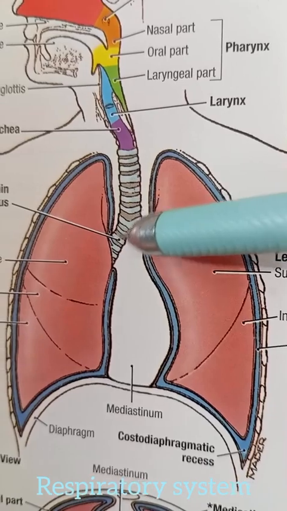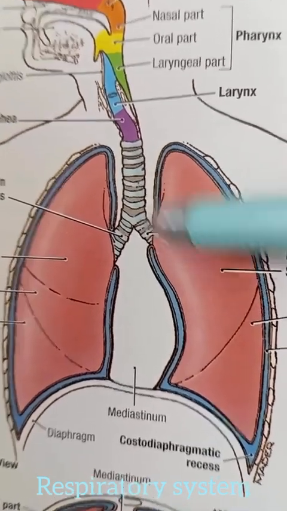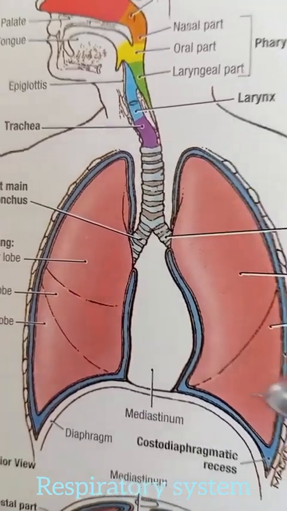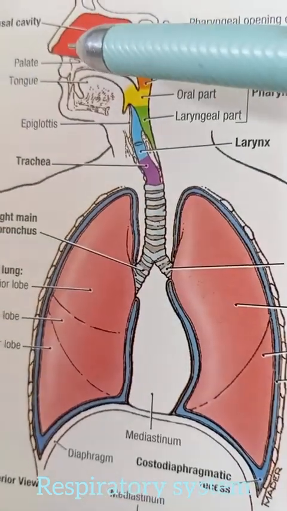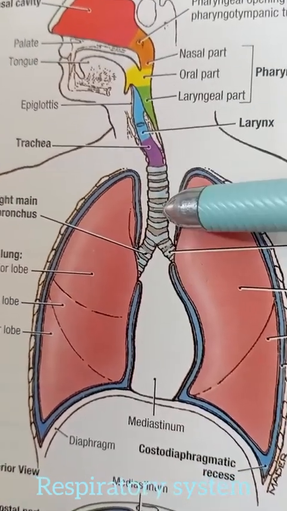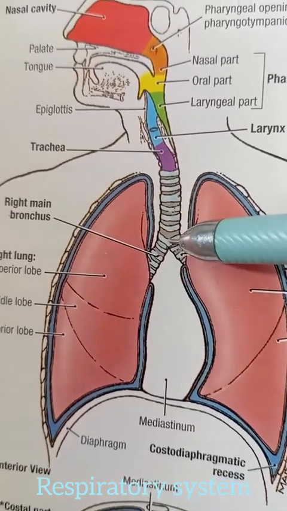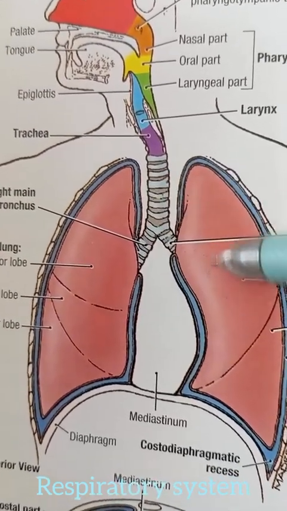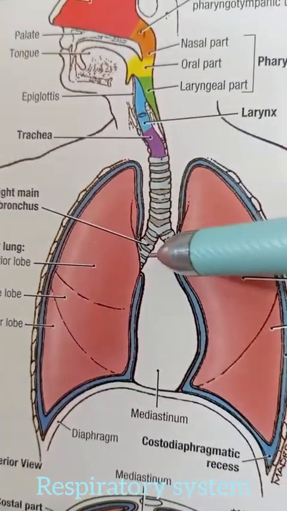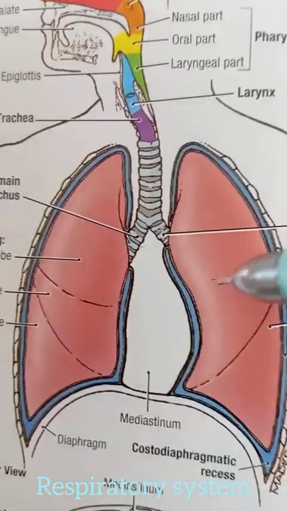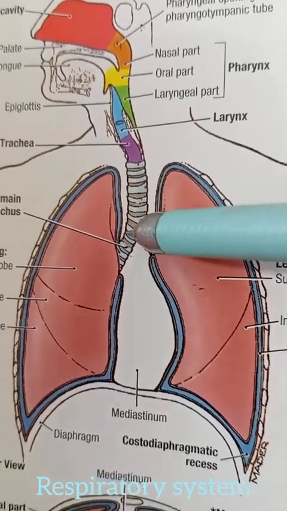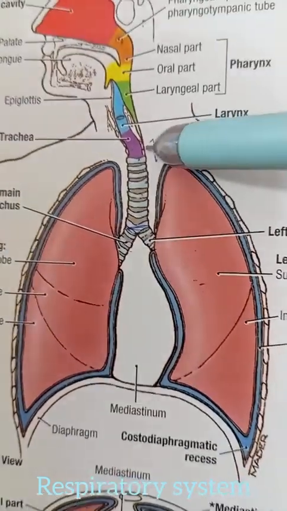Then this trachea will divide into two principal bronchi. These bronchi enter into the right and left lung respectively. So the parts start from the nasal cavity, then larynx, then trachea. The trachea is divided into two principal bronchi to enter into the right and left lung respectively. So: nasal cavity, larynx, trachea, two principal bronchi, a pair of lungs. These are all parts of the respiratory system. This bifurcation of the trachea takes place at the level of T4.